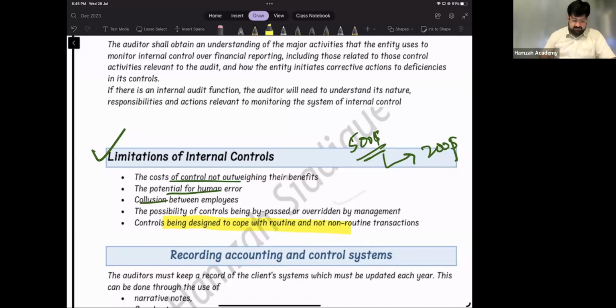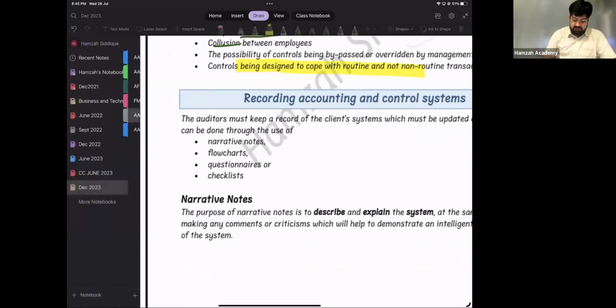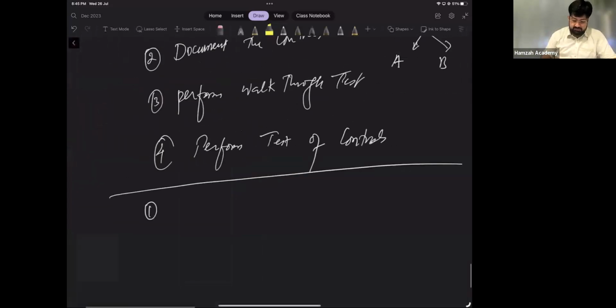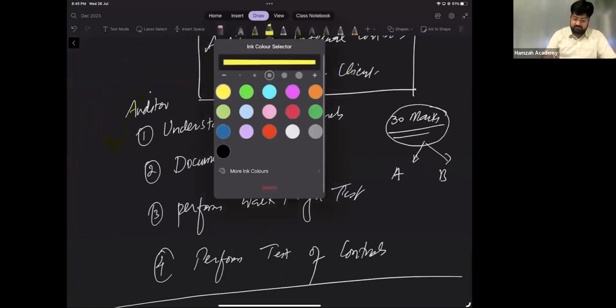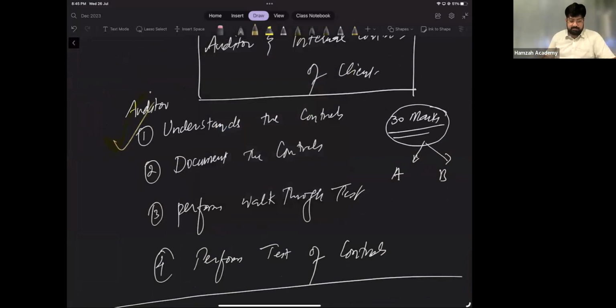So the next point is, students, we have covered that the auditor understands the control. Then the auditor documents the control. Prepare the documentation with himself.